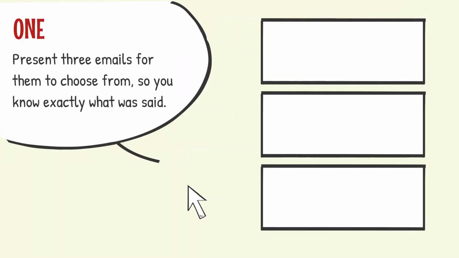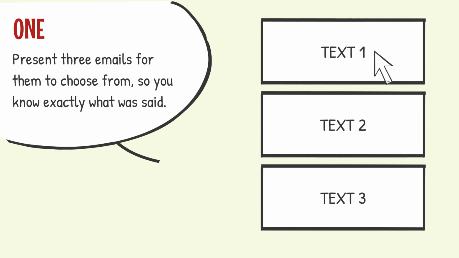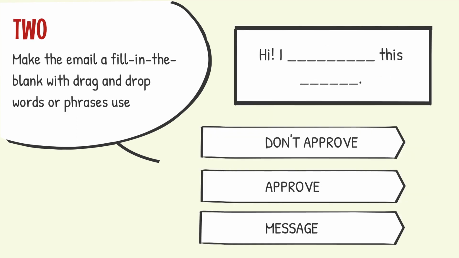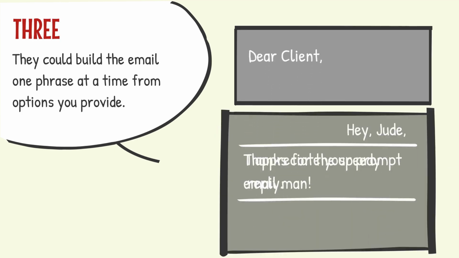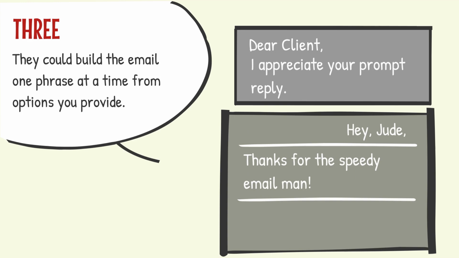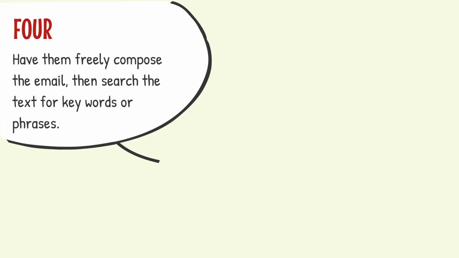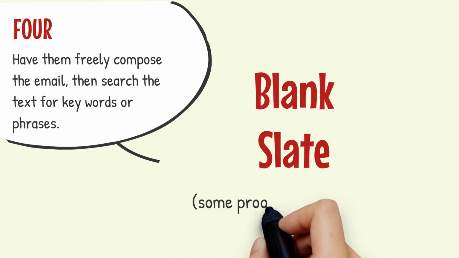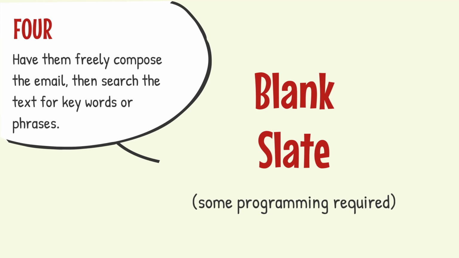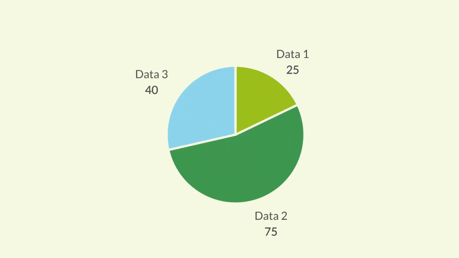1. Present 3 emails for them to choose from, so you know exactly what was said. 2. Make the email a fill-in-the-blank with drag-and-drop words or phrases used to complete it. 3. They could build the email one phrase at a time from options you provide. 4. Have them freely compose the email, then search the text for keywords or phrases. This last is beyond the capabilities of most authoring programs, but a bit of programming code might just do the trick.